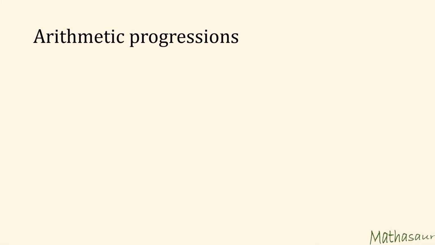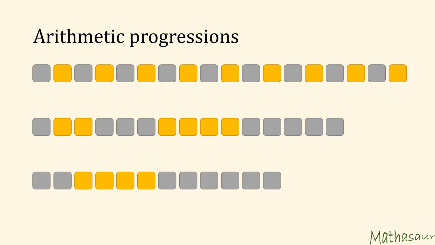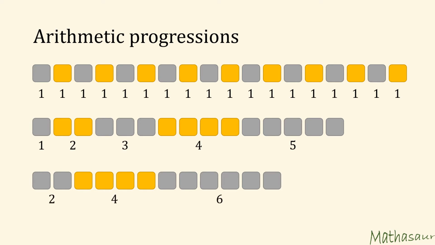Today, let us look at arithmetic progressions. Let us look at the patterns on the screen. The first pattern is a series of ones, one grey, one yellow, one grey, one yellow, and so on. The second pattern is 1 grey, 2 yellow, 3 grey, 4 yellow, and 5 greys, and so on. The third pattern is 2 greys, 4 yellows, 6 greys, and so on.